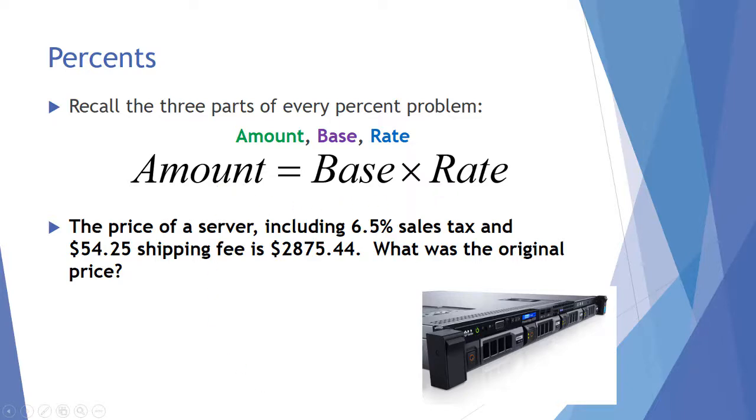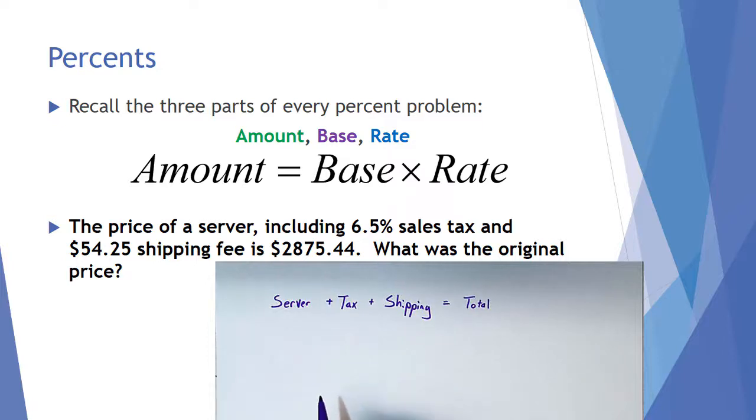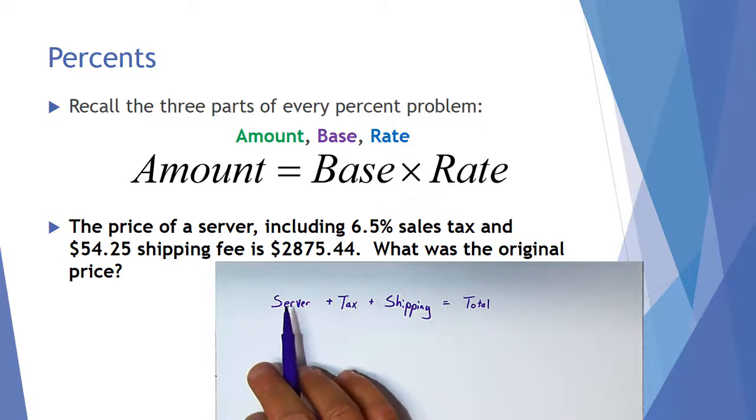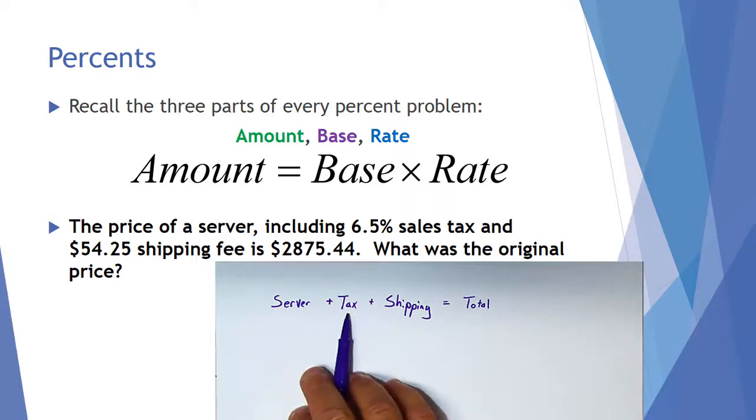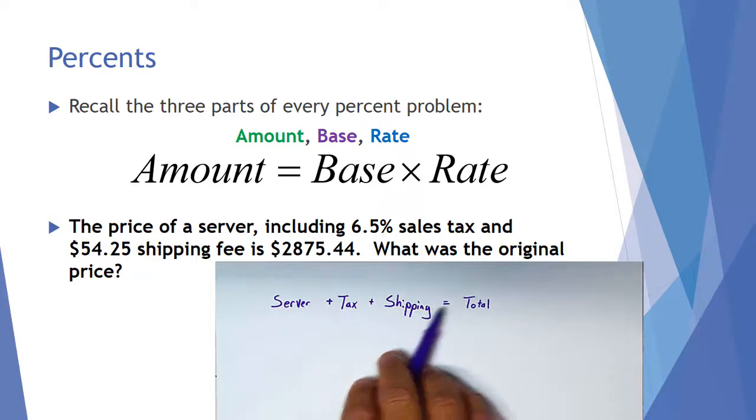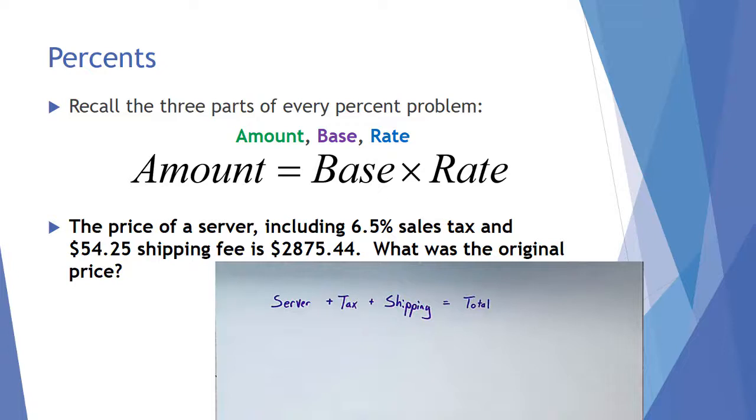The price of a server including 6.5% sales tax and a $54.25 shipping fee is $2875.44. What was the original price? Well, again, focusing on the first step, which is to understand the problem, we know here that we're buying a server, we're paying tax on it, we're also paying shipping, and that those 3 add up to our total. Now, which one of those are we actually trying to find? What was the original price of the server?